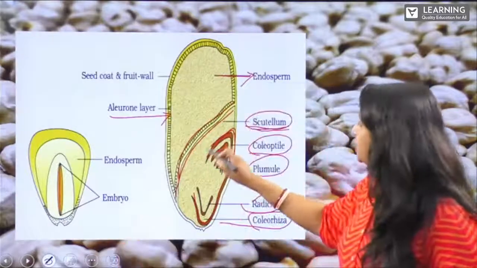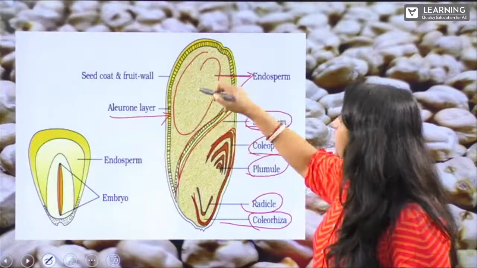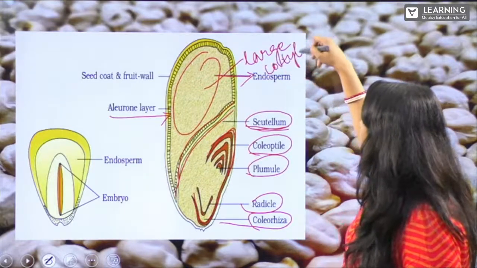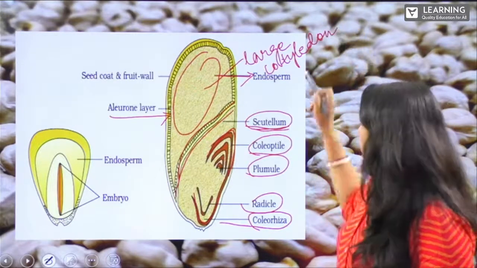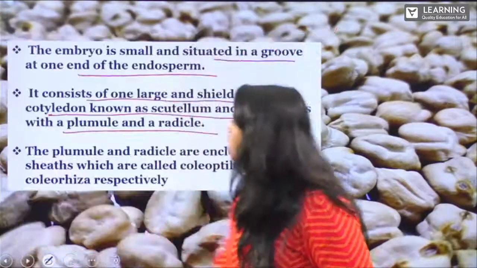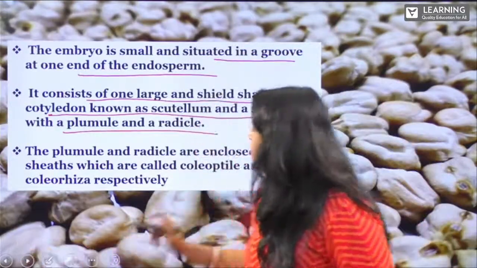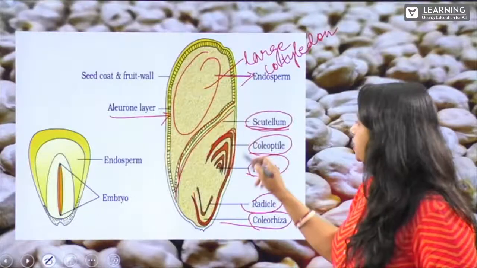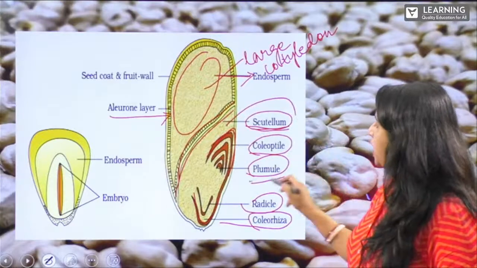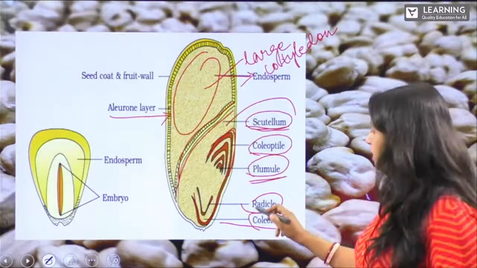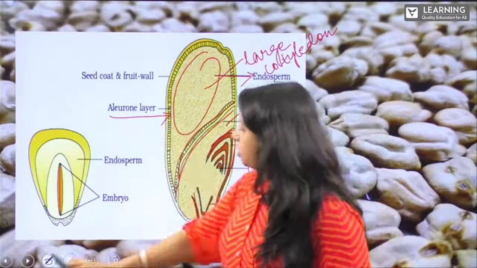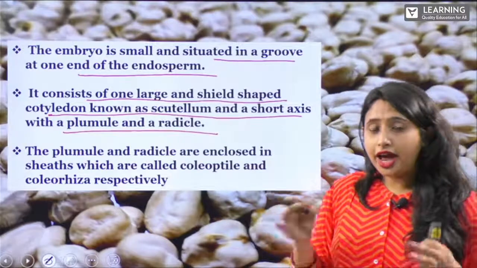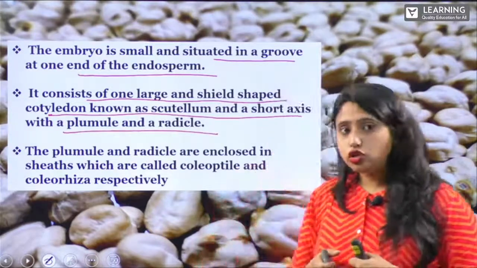As you can see in this picture, this part is your large cotyledon, right? And this part is what? This part is your short axis, isn't it? Here you can see this short axis consists of your plumule and the radicle. So this is how the arrangement of the embryo and the endosperm is in case of your monocotyledonous seed.